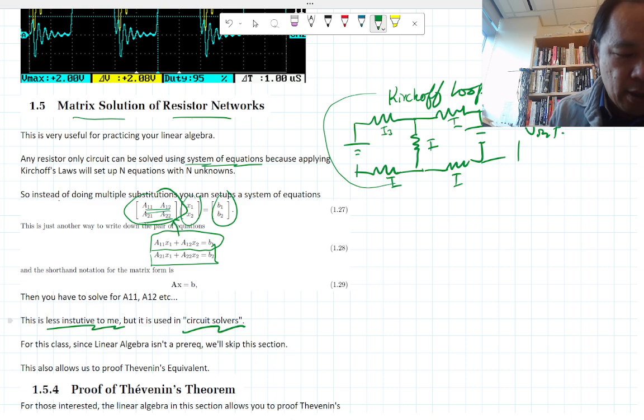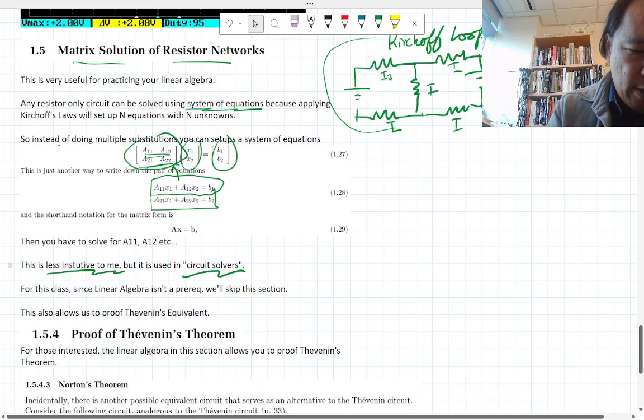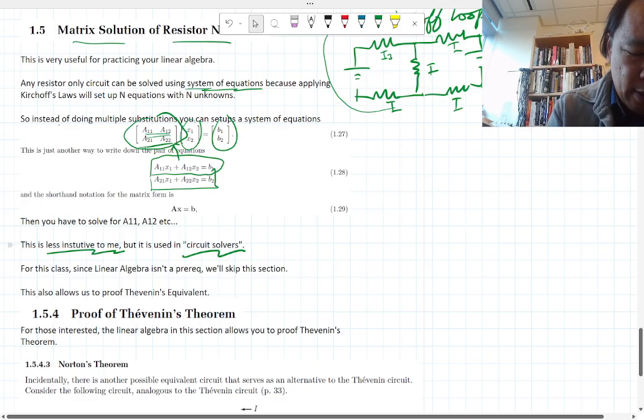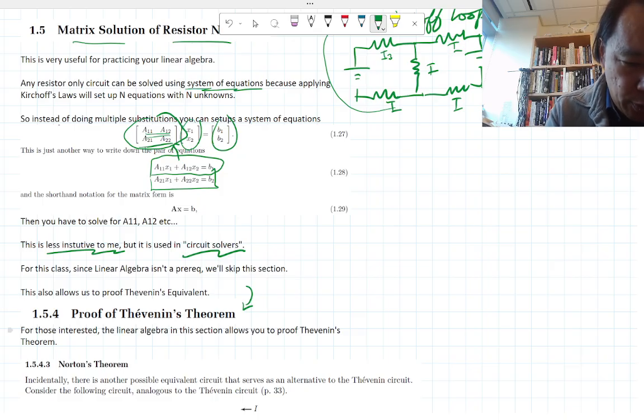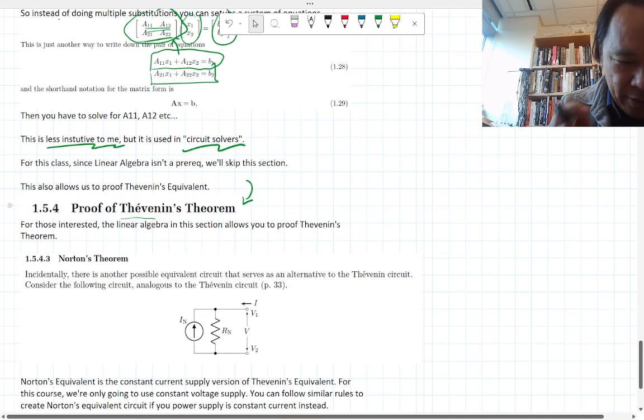And this is how a lot of circuit analysis software calculates its solutions. They don't do a substitution by hand like you would do in the homework problem here. What's cool about this is that I didn't realize this before I read this book. Going through this matrix solution, this scheme allows you to prove the Thevenin's equivalent theorem, which I have never seen proven before now. It's two pages of algebra, so if you do want to read through that, feel free to do so.